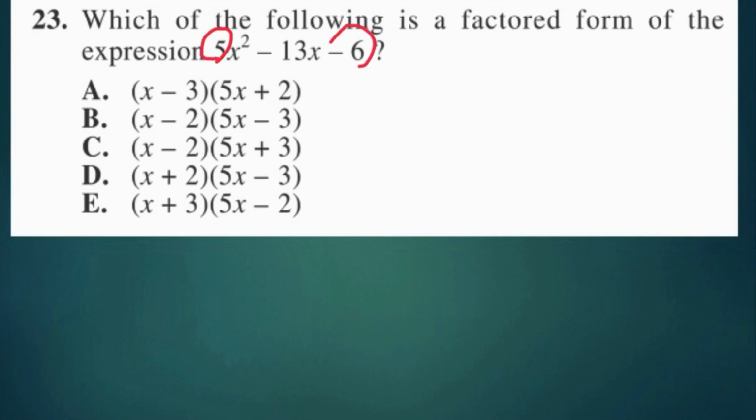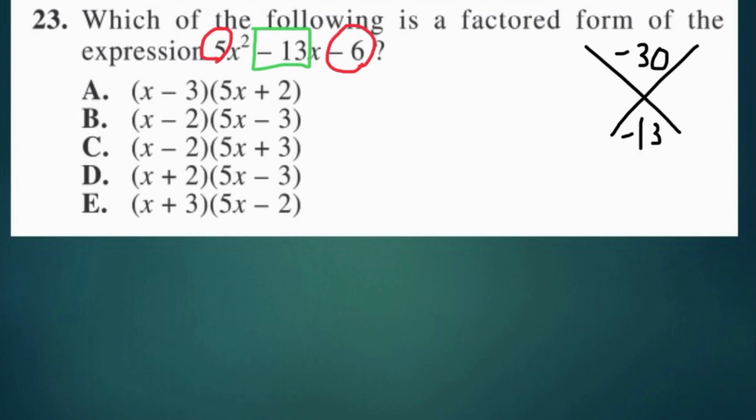And because the leading coefficient is more than 1, we're going to have to multiply the leading coefficient by the constant. And so that's going to give us negative 30. And so what we want to find is two factors of negative 30 that give us a sum of negative 13. This is a technique I use with my students to help them set it up.